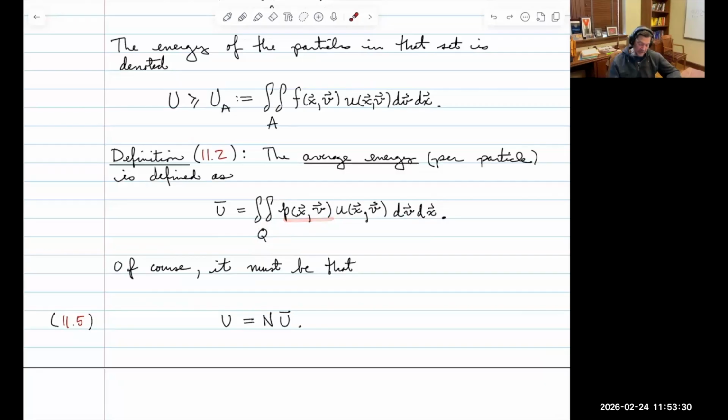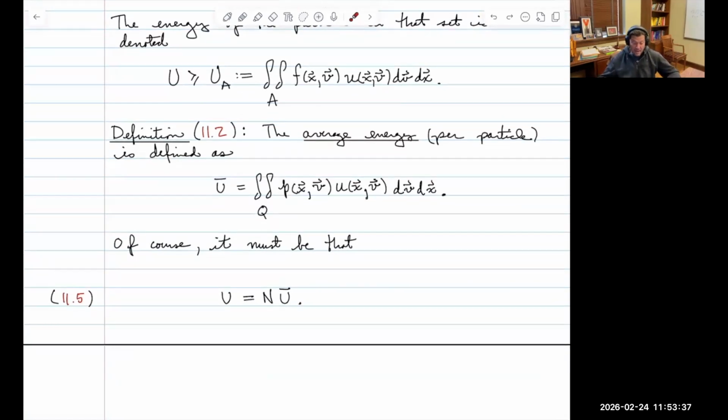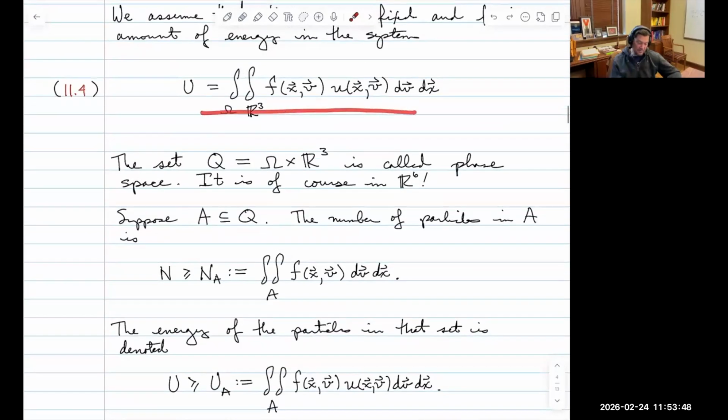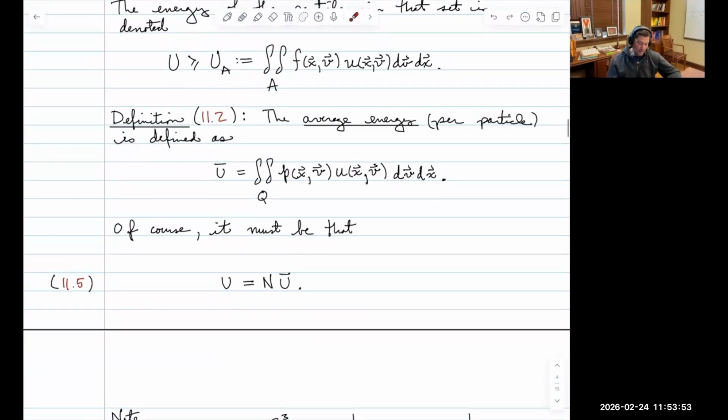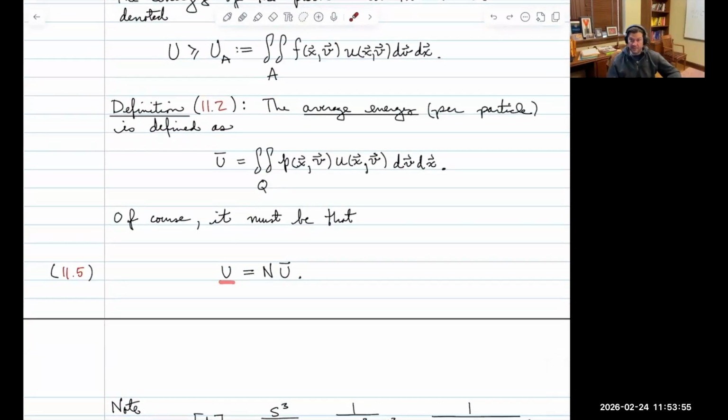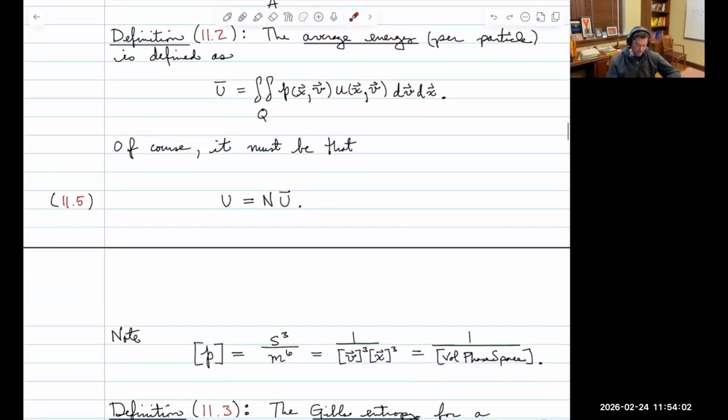The integrand is probability times the energy per particle. And of course, I'm integrating over q. If I wanted to calculate the average energy in some set A, I would just restrict my integral to A. And of course, all I did here in getting this calculation is divide both sides of this definition, 11.4, by n. And so u bar times n is just equal to the total energy. Okay, so this is a formula that is sometimes used. The average energy times n is equal to the total energy.